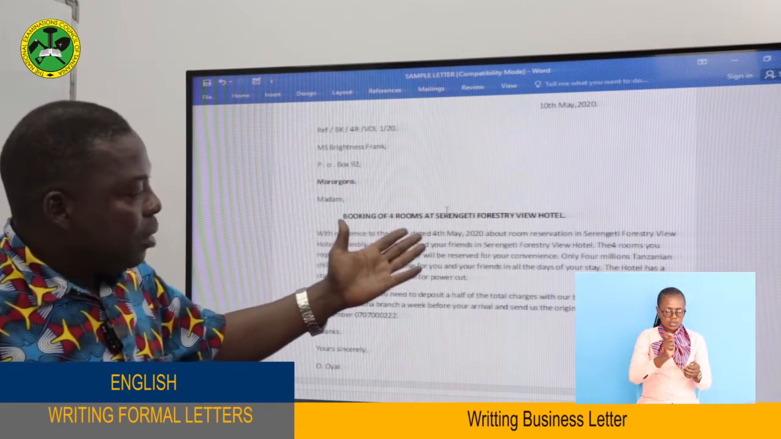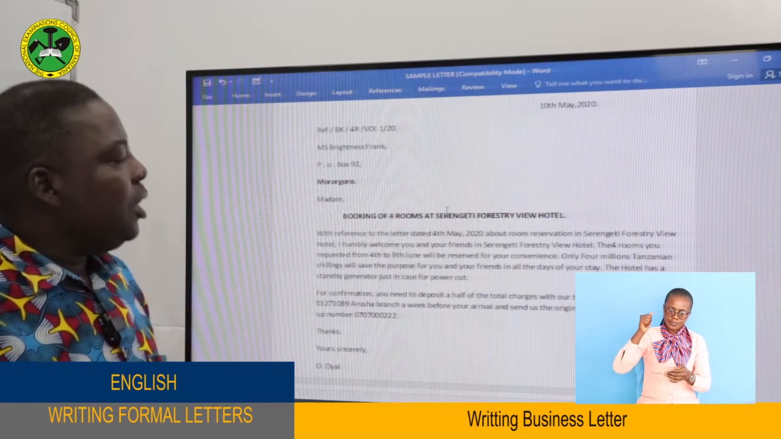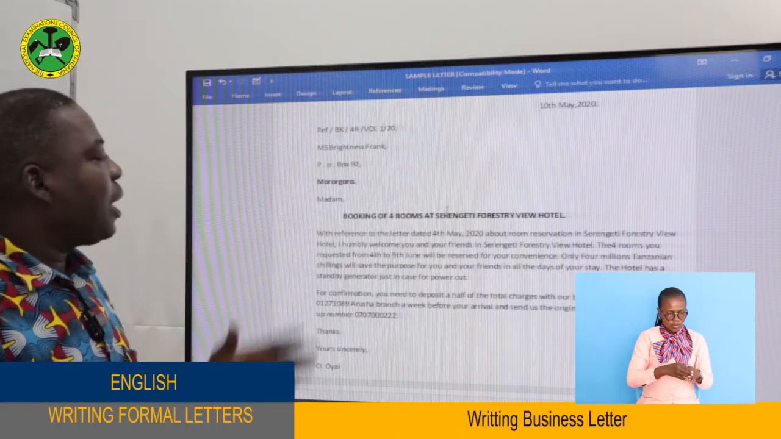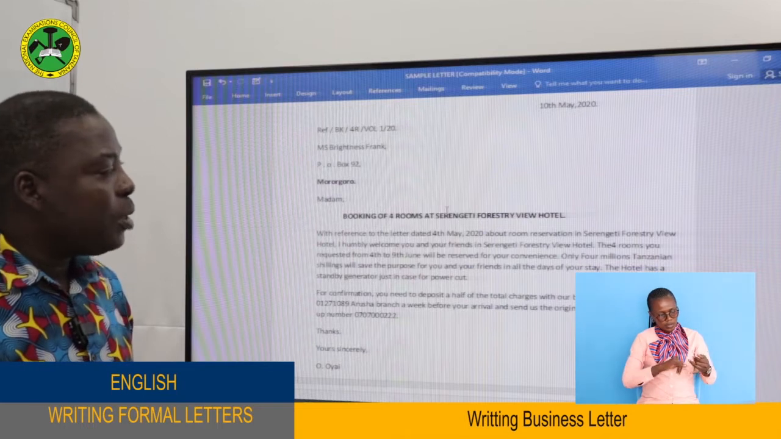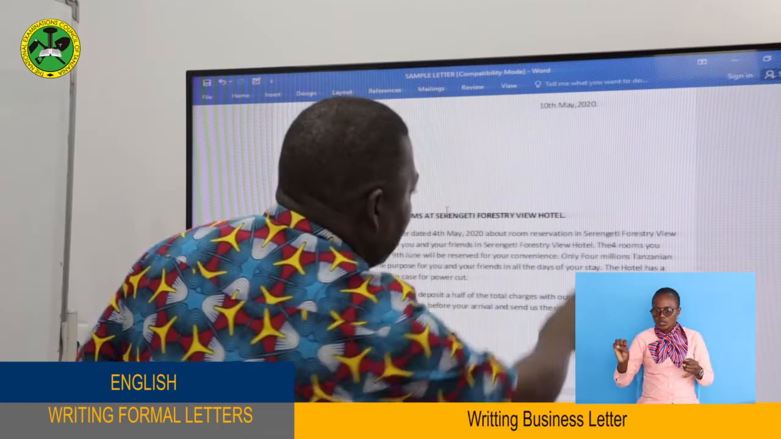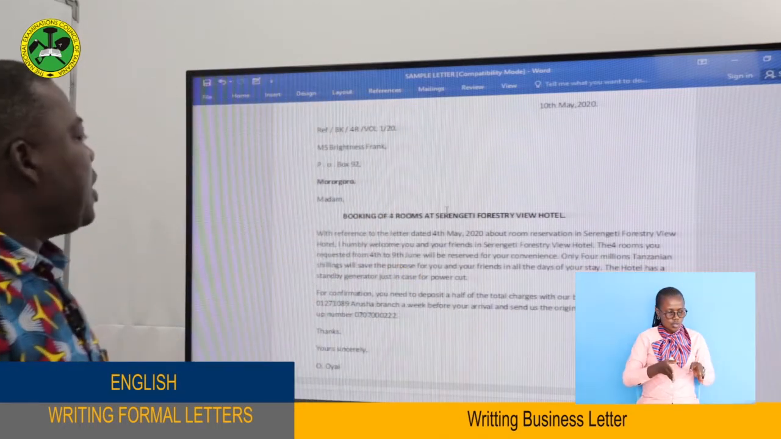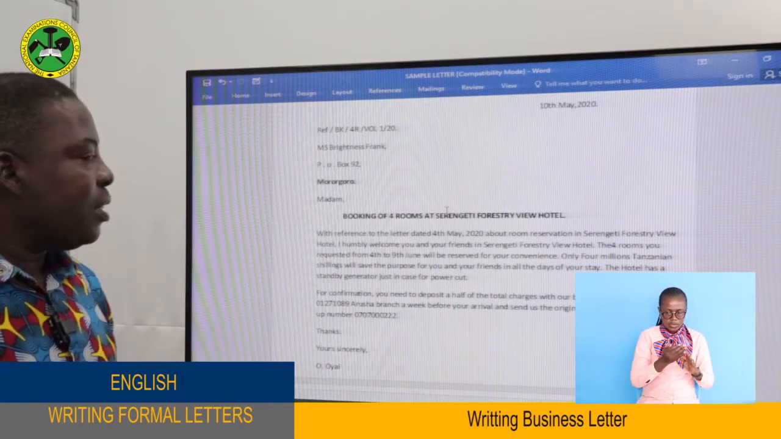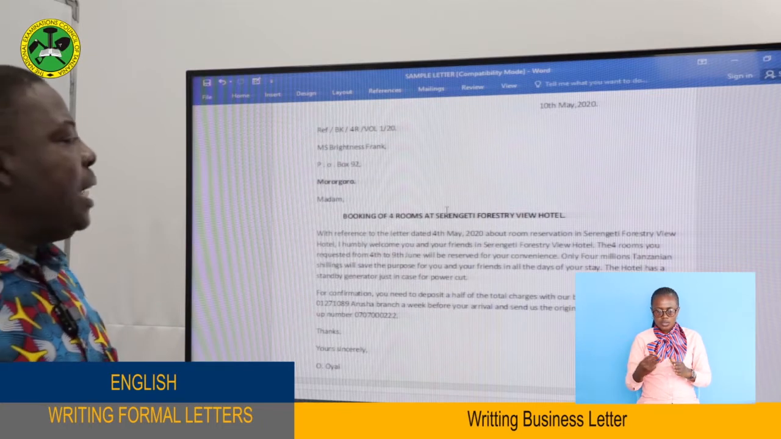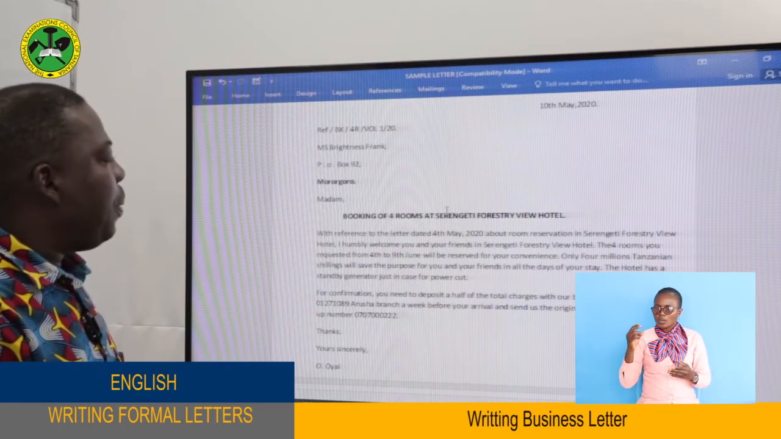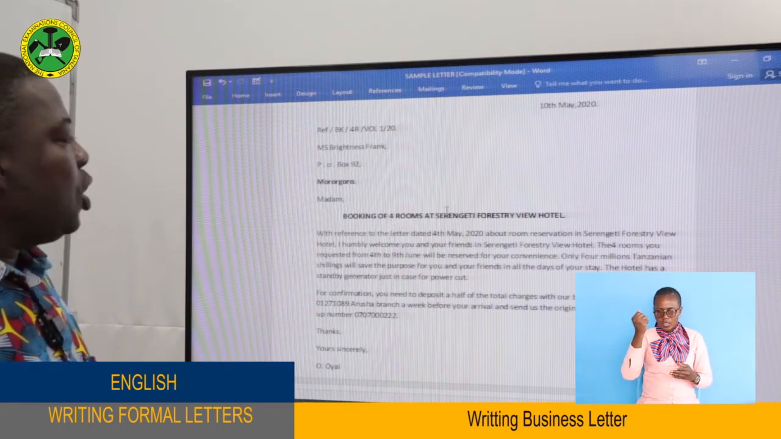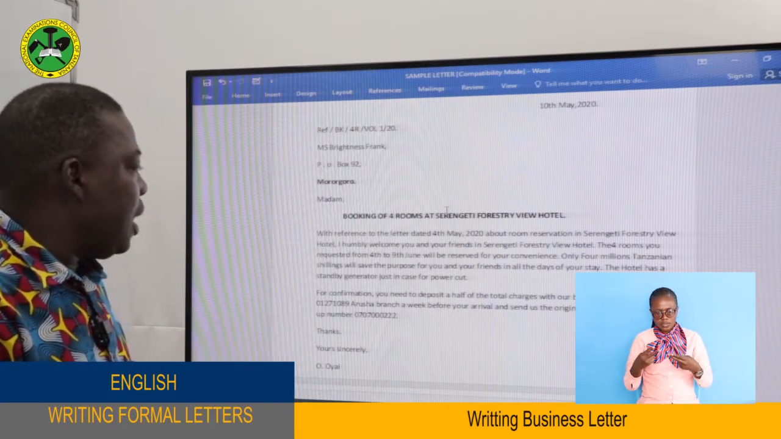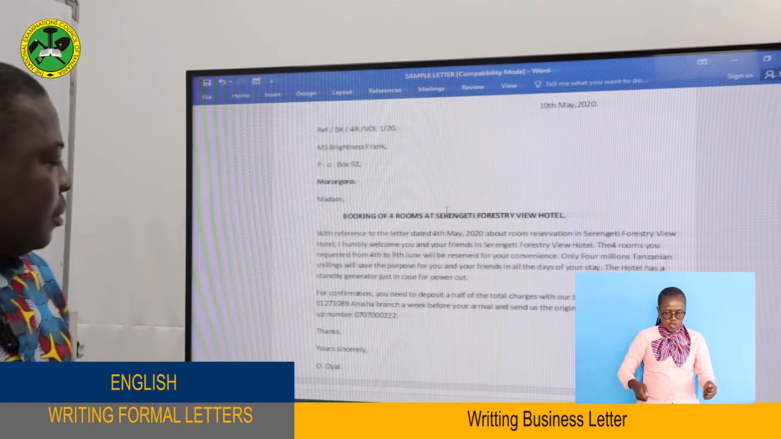And so it reads: about room reservation in Serengeti Forest View Hotel. I humbly welcome you and your friends to Serengeti Forest View Hotel. The 4 rooms you requested from 4th to 9th June will be reserved for your convenience. Only 4 million Tanzanian shillings will serve the purpose for you and your friends in all the days of your stay. The hotel has a standby generator just in case of power cut.